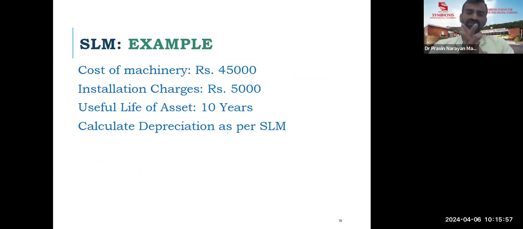So let's understand by a simple example. I request you to write this down in your notebook. The cost of machinery is 45,000. The installation charges are 5,000. The useful life of the asset is 10 years, and we have to calculate the depreciation. So I expect you to calculate the depreciation. We'll give you 2 minutes. You can put it into the chat box, or you can unmute and say.